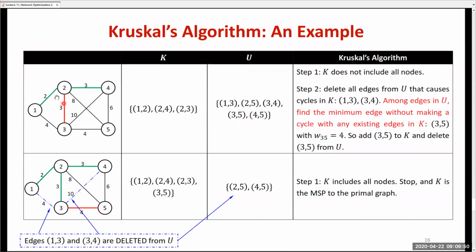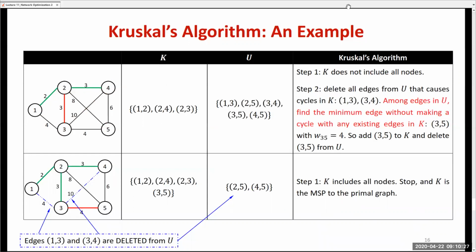Okay, so here we go. Now K becomes 1, 2, 2, 4, and 2, 3, and U has the remaining edges, which are 1, 3, 2, 5, 3, 4, 3, 5, and 4, 5 here. And now what we're going to do is again the optimality test. Clearly, it doesn't include all nodes because, for example, 5 is not inside. So I'm going to continue. However, be very, very careful here.